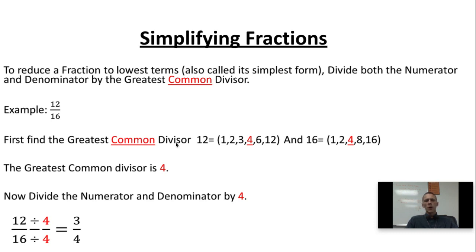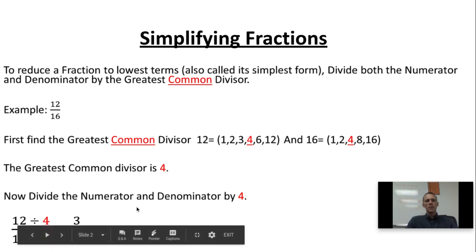Now, another way you can say this is greatest common factor, because what you do is you take your numerator and your denominator and write the factors out of each number. Then choose the highest number, which is 4, and divide that number into the top and the bottom of your fraction in order to reduce it down.